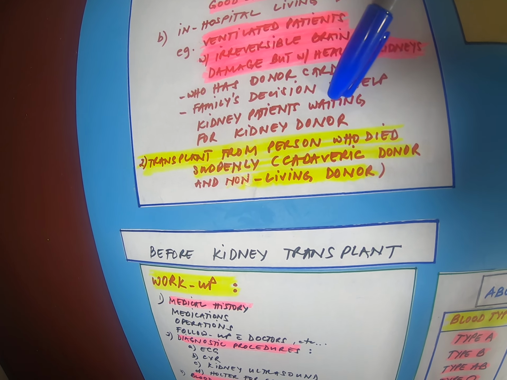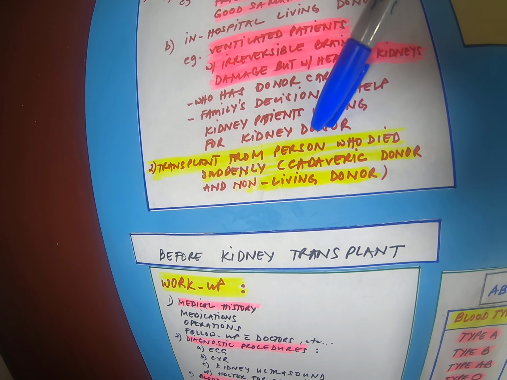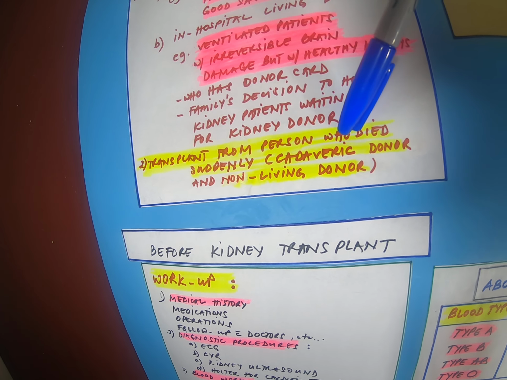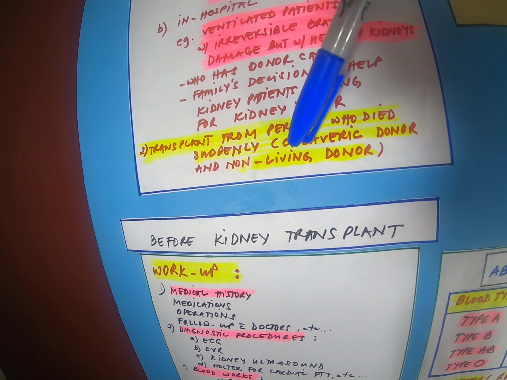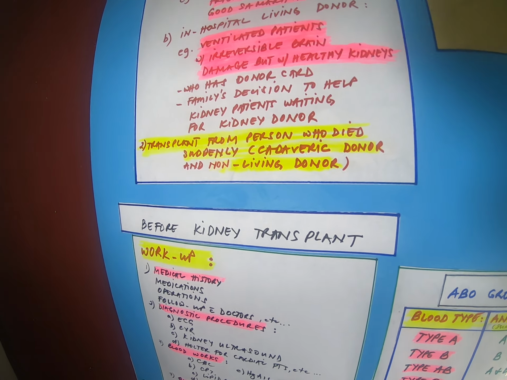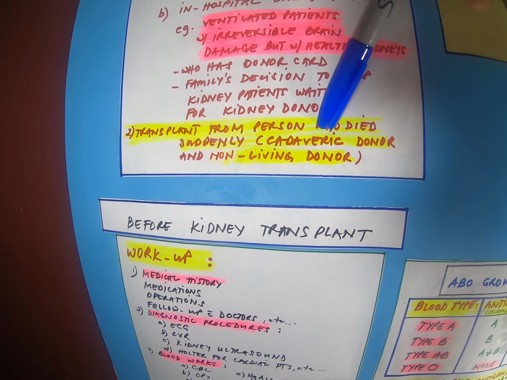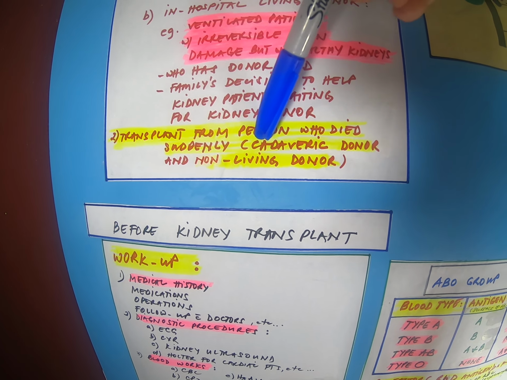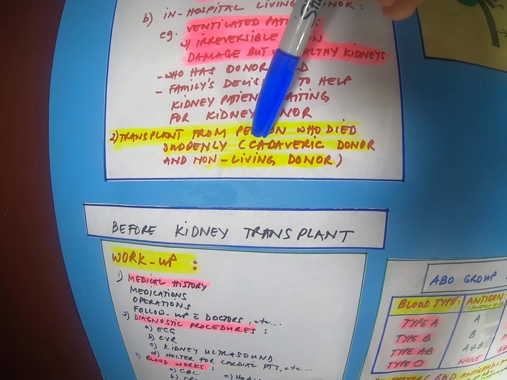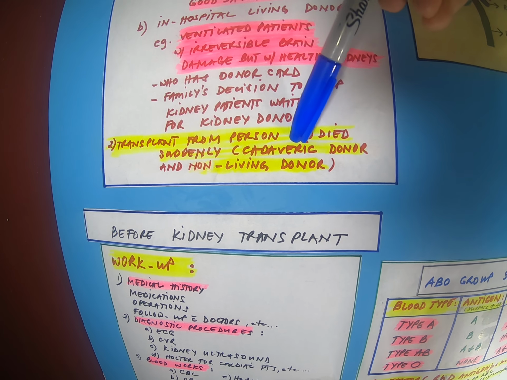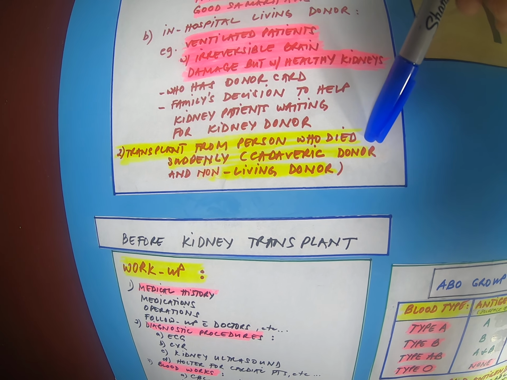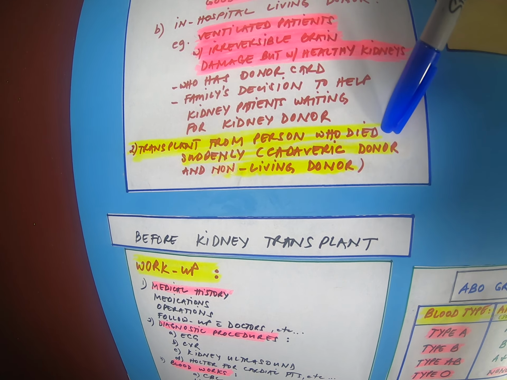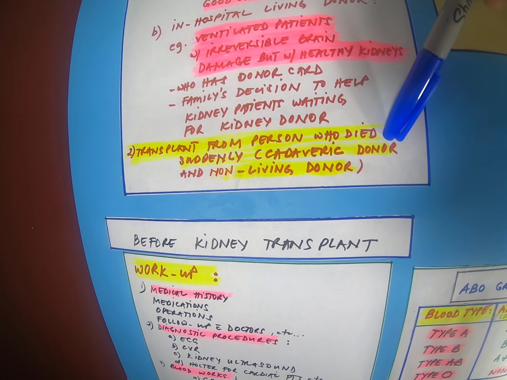Sometimes the donor is a person or persons who died suddenly. These are the so-called cadaveric donor or non-living donor. They too agreed before that if anything happens to them, they can donate their kidneys. Or sometimes the family can make a decision to help these people who are really in need of new kidneys.